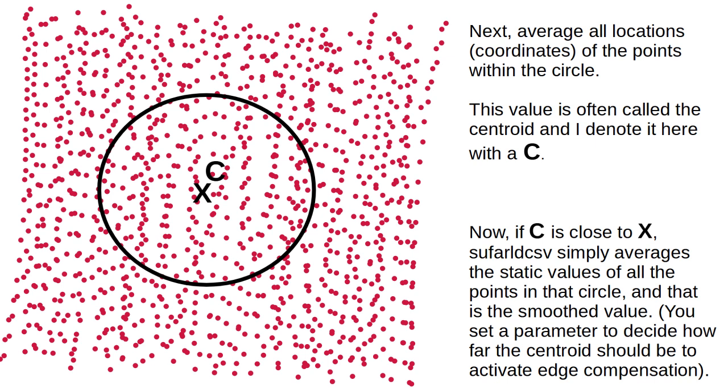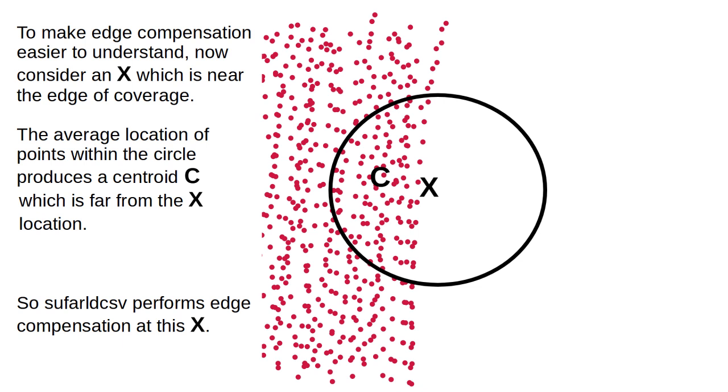Now, if C is close to X, SUFARLDCSV simply averages the static values of all the points in that circle, and that is the smooth value. You set a parameter to decide how far the centroid should be to activate edge compensation. To make edge compensation easier to understand, now consider an X which is near the edge of coverage. The average location of points within the circle produces a centroid C which is far from the X location. So SUFARLDCSV performs edge compensation at this X.